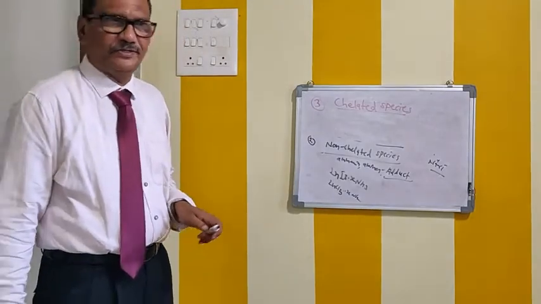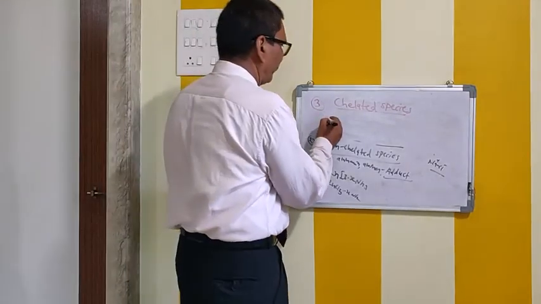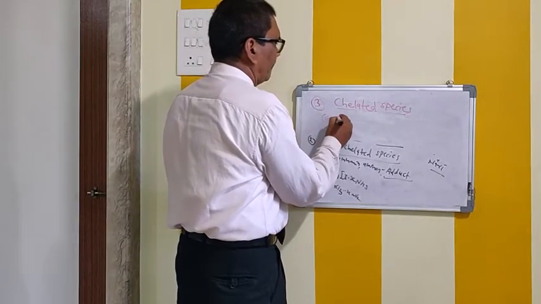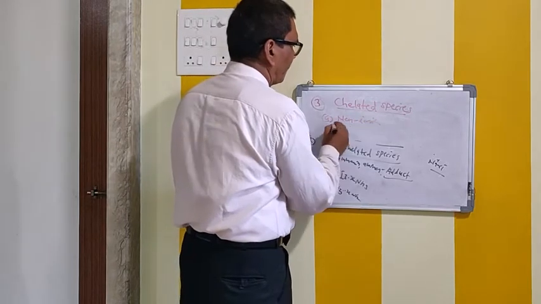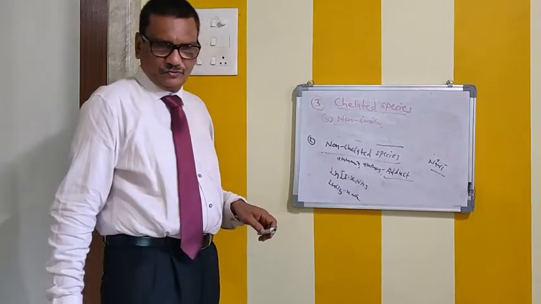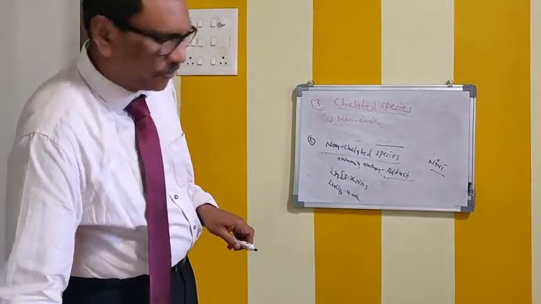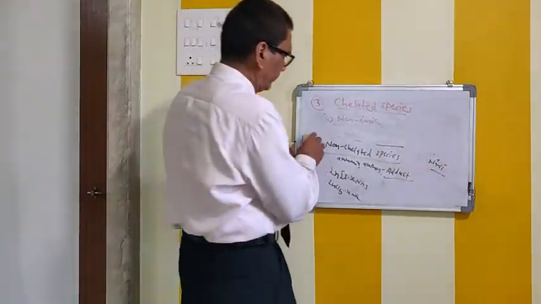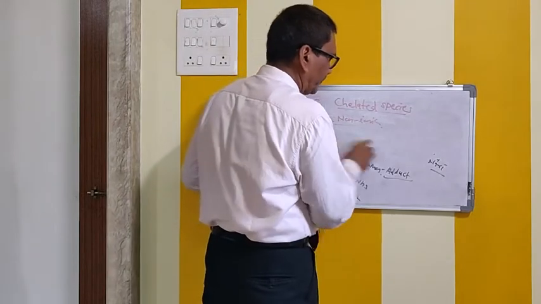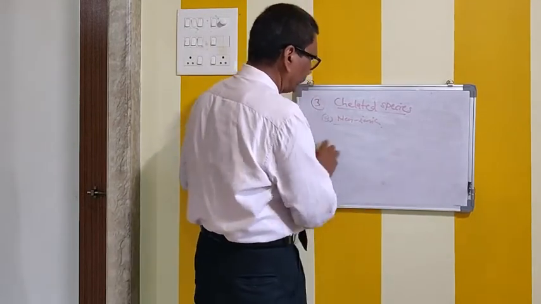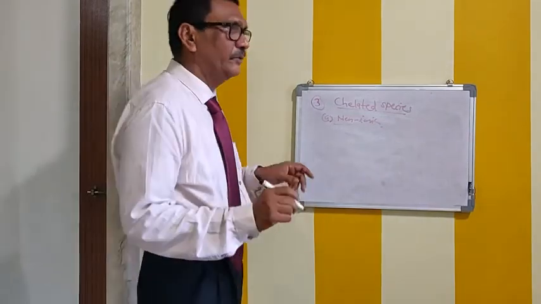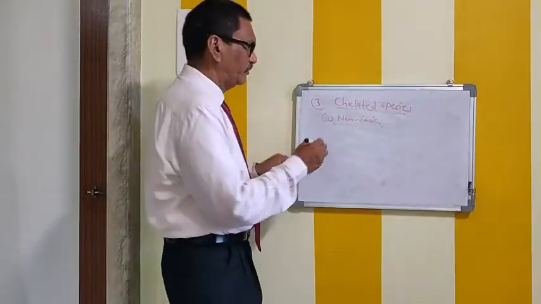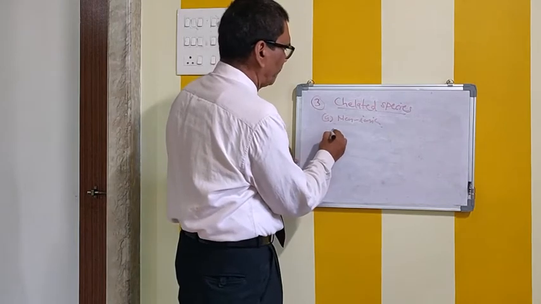In chelated species, the first part is non-ionic again. So non-ionic species can be formed here by means of chelated species formation, which is non-ionic. Here the example of the category which can form the stable complexes, one is the acetyl acetone.